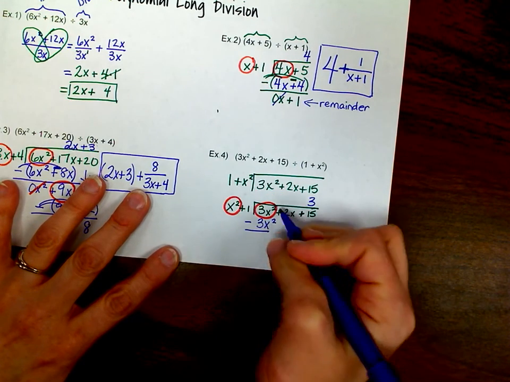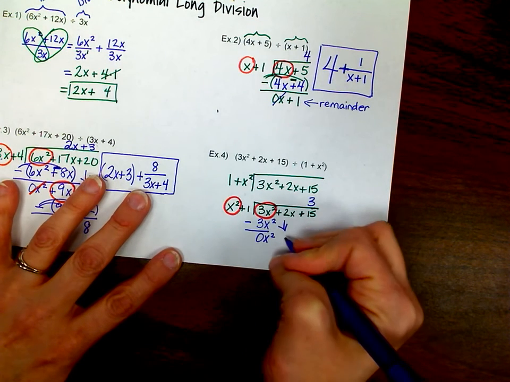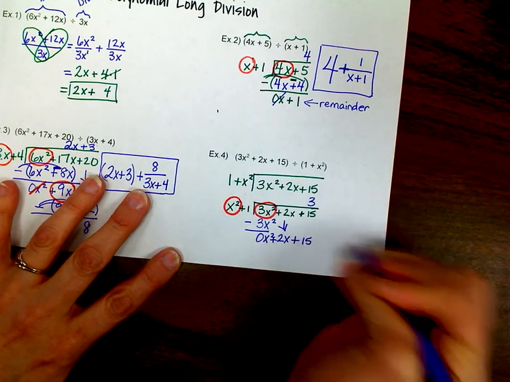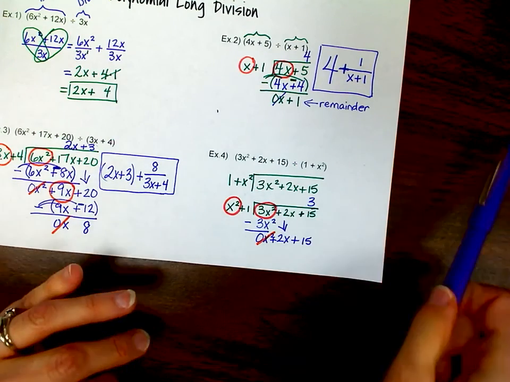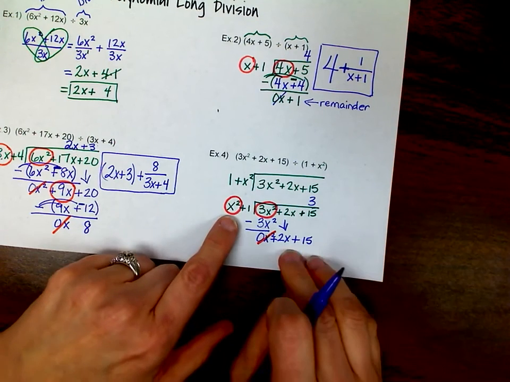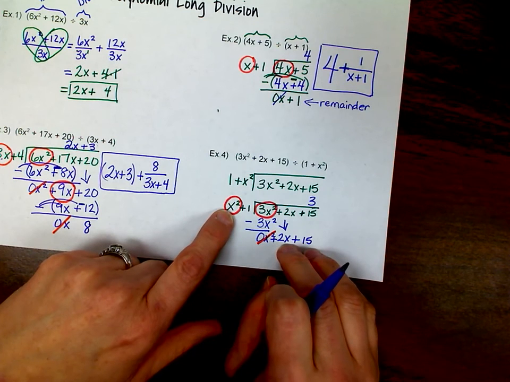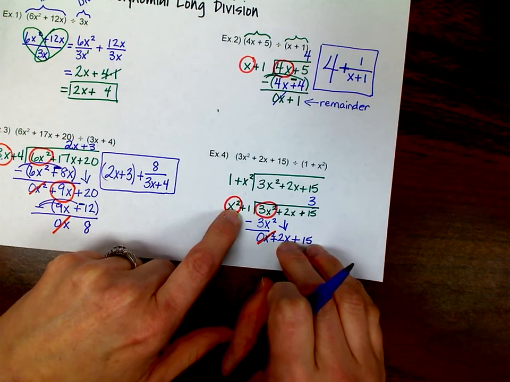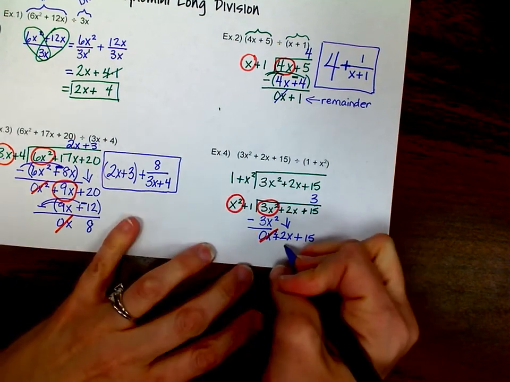And then we're going to subtract that. That will give us 0x squared. And we're going to bring down the 2x and the plus 15. Now just like before, we no longer need the x squared because there are 0 x squareds, but we have 2x plus 15 remaining. Now you'll notice at this point that x squared is actually larger than 2x as far as the degree, so there's no way that x squared can actually go into 2x plus 15, so this means our division is complete. We're going to stop right here.